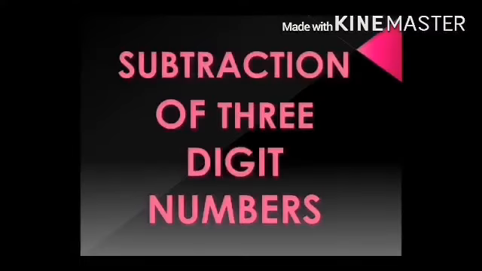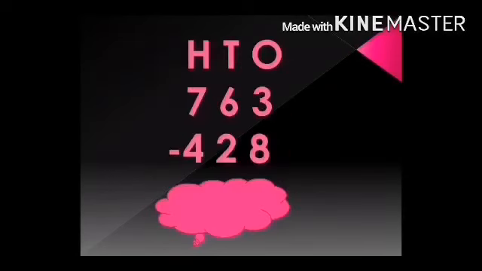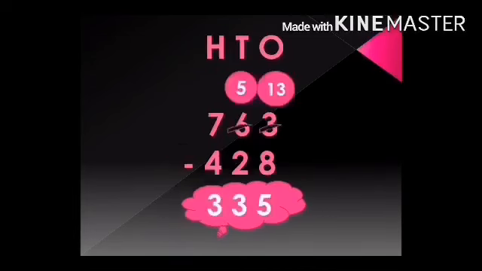We will do subtraction of 3-digit numbers. The statement is: subtract 428 from 763. You know very well. Now first we will write the numbers in correct order, that is the bigger number first and the smaller number below it, and we will place ones, tens and hundreds over it. Now look at the ones place. Can we subtract 8 from 3? No. So we will take borrow from the tens place.